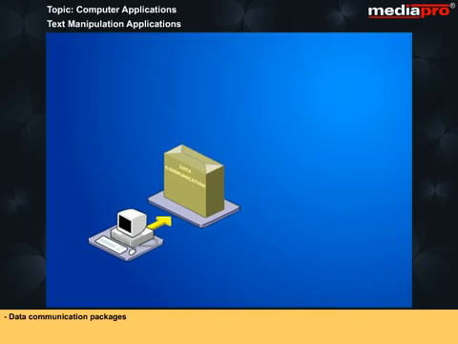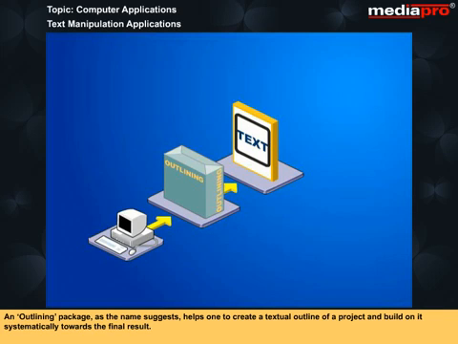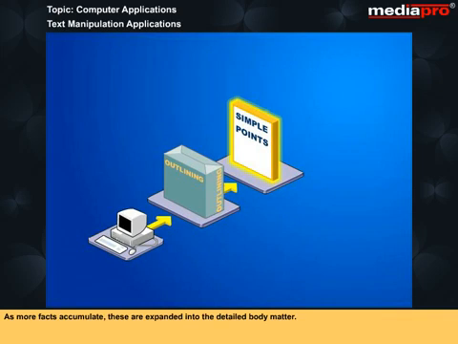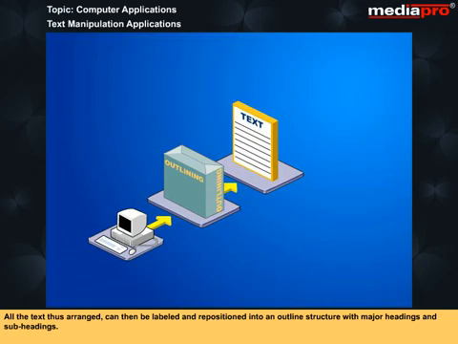An outlining package, as the name suggests, helps one to create a textual outline of a project and build onto it systematically towards the final result. For example, one can start with the raw thoughts on launching a new product in simple points. As more facts accumulate, these are expanded into the detailed body matter. All the text thus arranged can then be labeled and repositioned into an outline structure with major headings and subheadings.